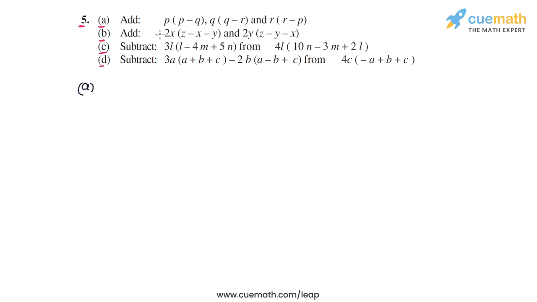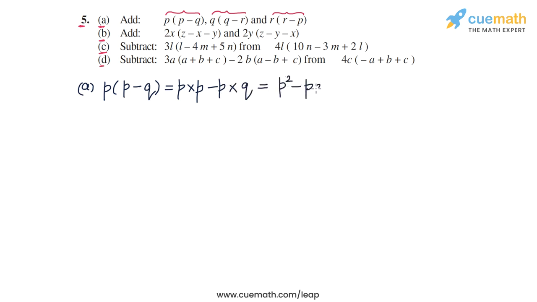In this part, we have to add the 3 expressions P times (P minus Q), Q times (Q minus R), and R times (R minus P). So let's expand each of these expressions using the distributive law. So P times (P minus Q) is equal to P into P minus P into Q. So we multiply term by term. So this is equal to P square minus PQ.